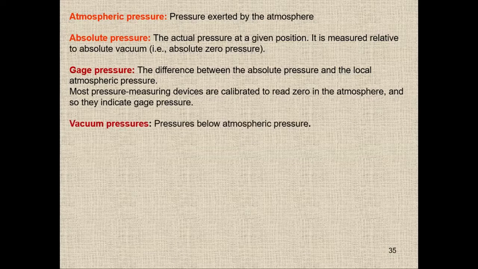Now, if there is a pressure drop and the pressure is below the atmospheric pressure, then it is called vacuum pressure. In this case, the absolute pressure will be atmospheric pressure minus vacuum pressure. So the absolute pressure is simply the atmospheric pressure minus vacuum pressure.